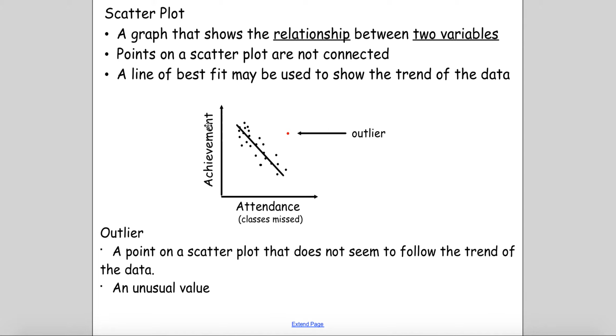The points aren't connected. We actually just have a line of best fit. A line of best fit shows the trend of the data, and we never include outliers when we're putting that line of best fit in. So an outlier is a point on a scatter plot that does not seem to follow the trend, so it's an unusual value.